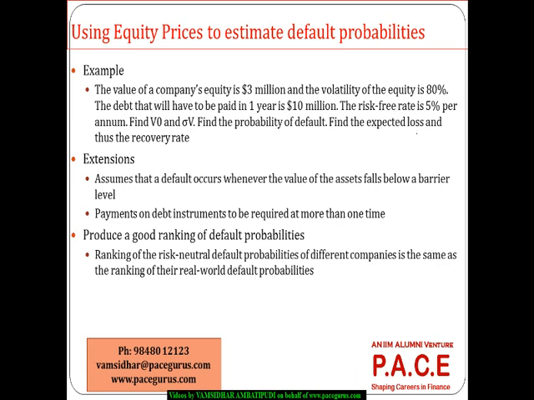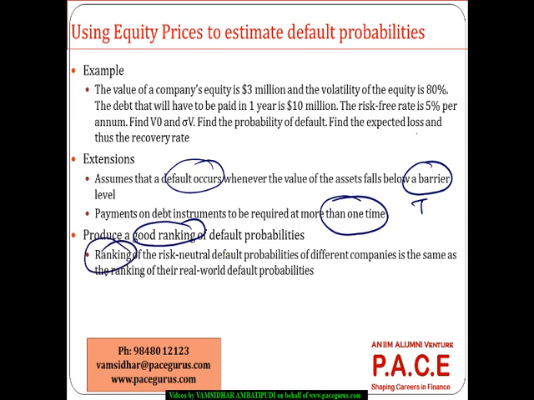And today we could even see that there are a lot of extensions built on top of this. It assumes that default occurs whenever the asset falls below a particular barrier level, or even if there are payments required to be made not just at one single point in time t, but across the entire interval also. There are models that can help us in doing it. And what we really need to understand is that this kind of Merton model produces a good ranking of the default probability. So irrespective of whether I am using risk-neutral or real-world probabilities, the ranking will still remain the same, which means the comparison of which one is more severe compared to the other can quite comfortably be done through this approach. So that is where we are using the equity prices to estimate the default probabilities of the bonds, right?